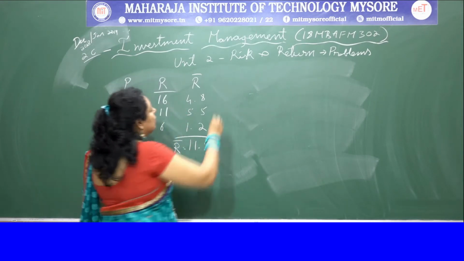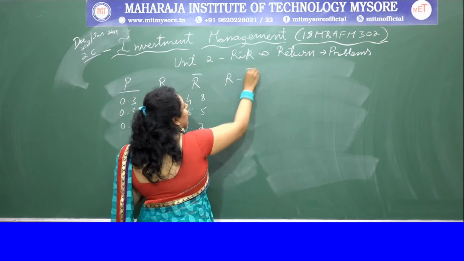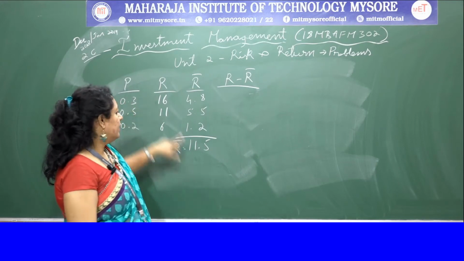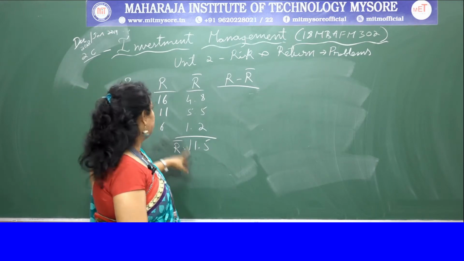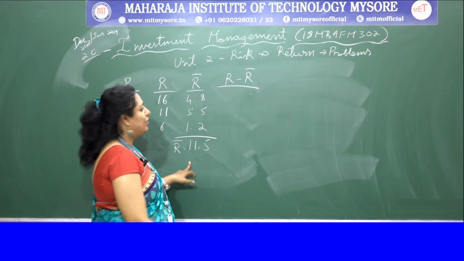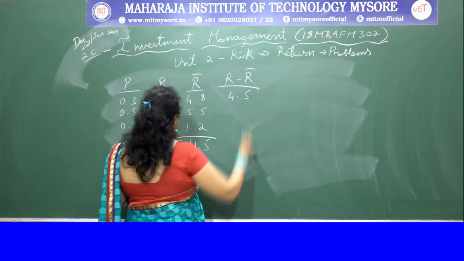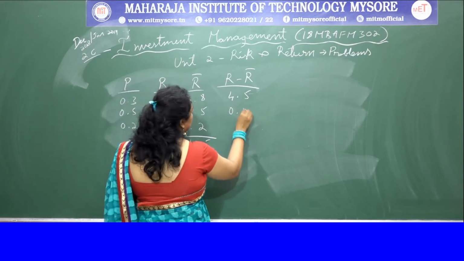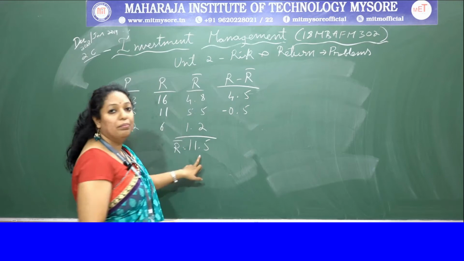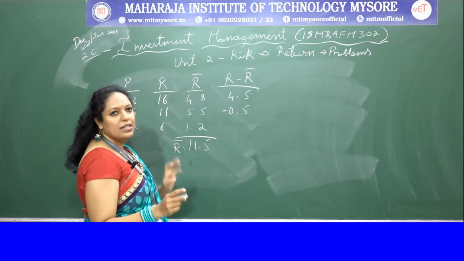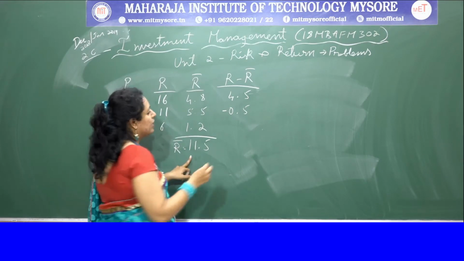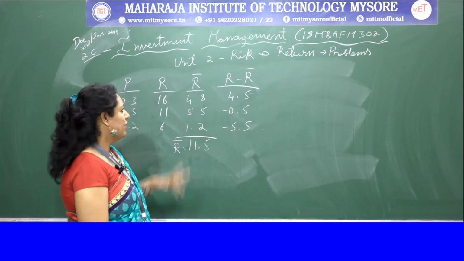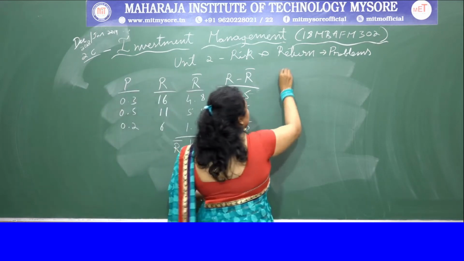Then next we have to calculate R minus R bar. R is 16, R bar is 11.5. So 16 minus 11.5, it is 4.5. 11 minus 11.5, it is minus 0.5, because 11 minus 11.5 is minus 0.5. 6 minus 11.5, it is minus 5.5. So we get our R minus R bar.